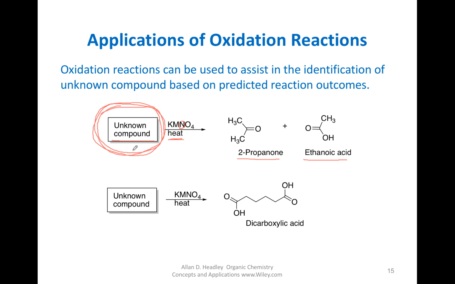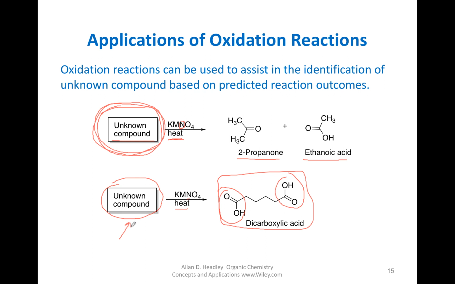Okay, here's another example. If you had an unknown compound and you subject it to KMnO4 and heat, if there is a carbon-carbon double bond present, it's going to break it. This time, however, you do not get two molecules, but you get one molecule, which is a dicarboxylic acid. Two carboxylic acids are present. What is the structure of that unknown compound?